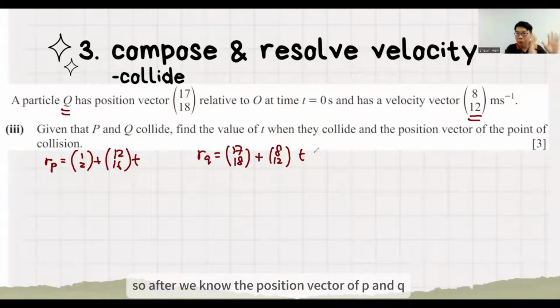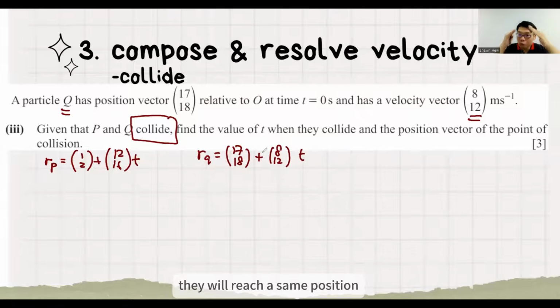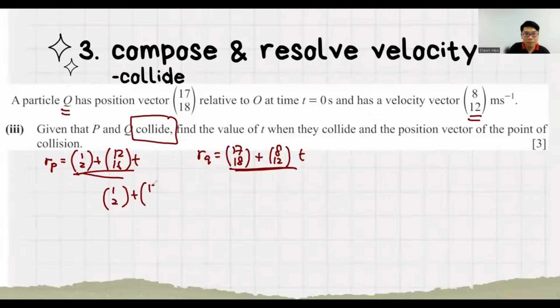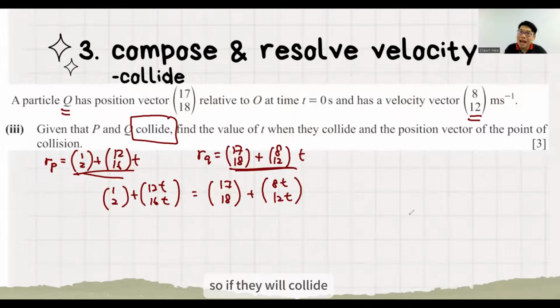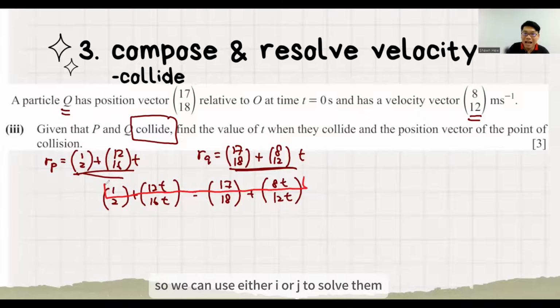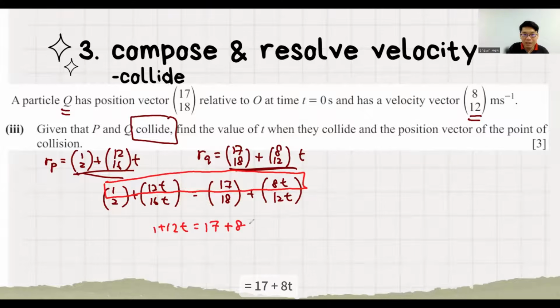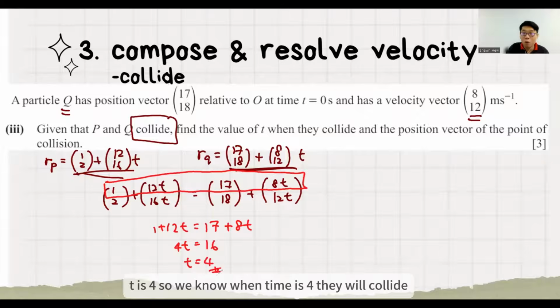So after we know the position vector of p and q, if the question says they will collide, it means they will reach the same position. It means that this will equal this. So if they will collide, either their i or their j components will be the same. So we can use either i or j to solve. If we use the i, it would be 1 plus 12t equals 17 plus 8t. t is 4. So we know when time is 4, they will collide.